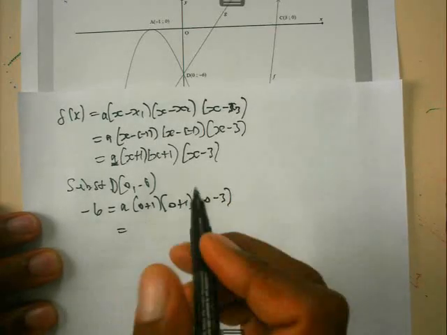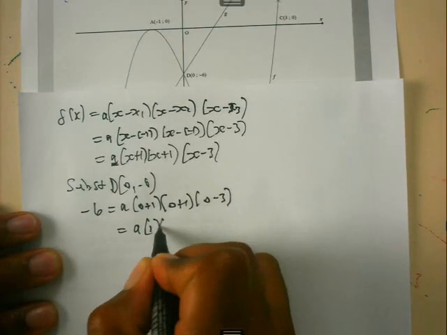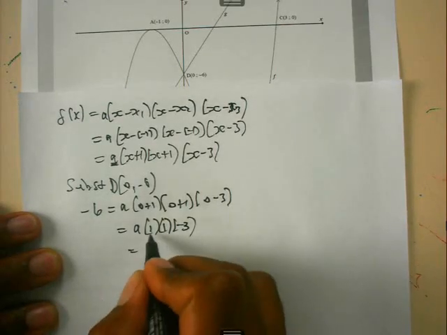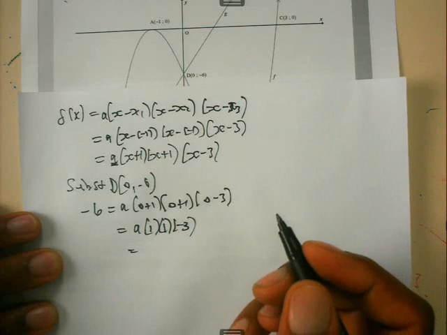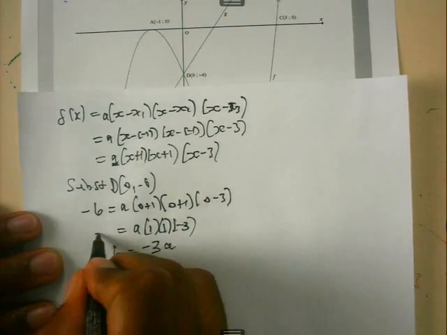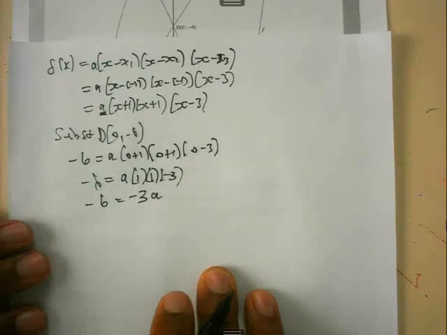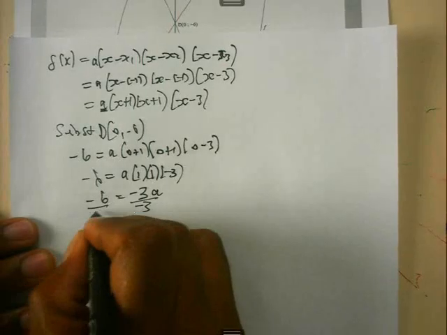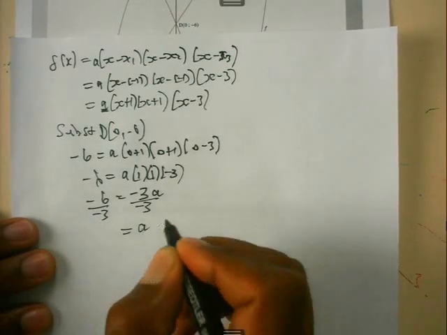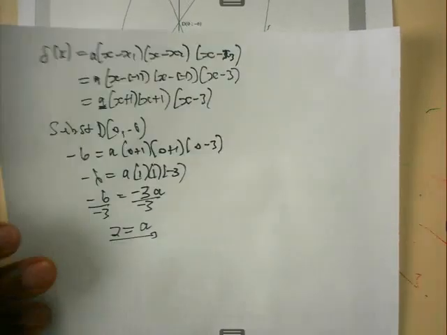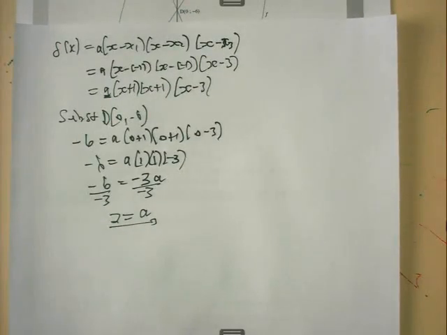Right, boys and girls, when I simplify this one, it's a positive 1 minus 3. This one times 1 is 1, 1 times minus 3. Therefore, we are going to have minus 3a is equals to negative 6. Thereafter, from this one, now I divide by minus 3. Therefore, a is equals to 2. Then I'm happy now. I know the value of a. A is 2.